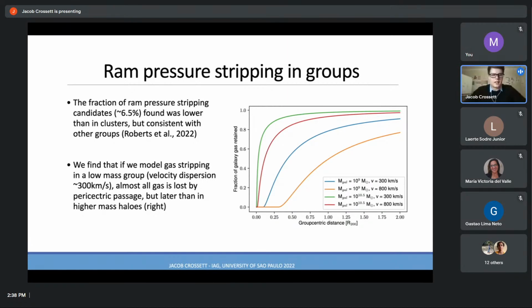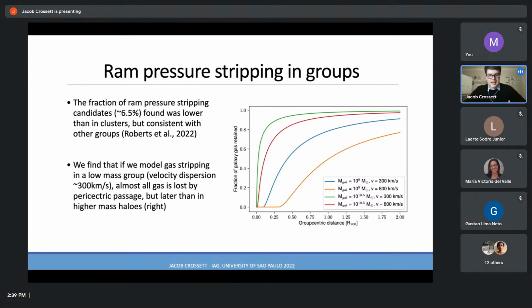Now we find that if we were to model gas stripping using a galaxy group with different velocity dispersions based on a Navarro-Frenk-White profile, and we let a galaxy of a certain stellar mass and a certain gas disk ratio fall into this, even in very low mass groups, so if we take a group of only 300 kilometers a second and a very high mass galaxy with a lot of ability to retain gas, such as 10 to the 10.5 in this green curve, if you move very close to the group center, we can still see that the gas will be removed.